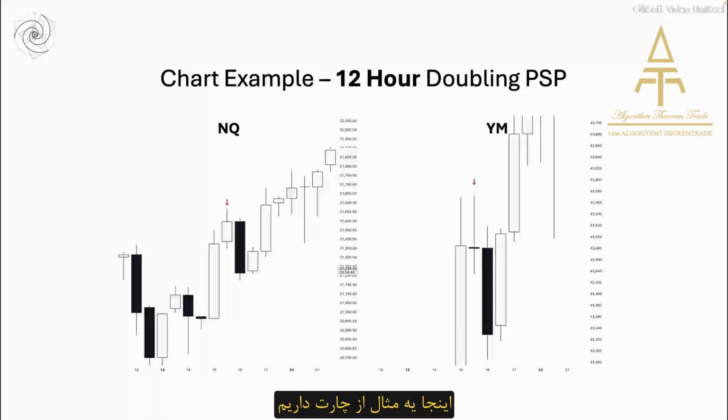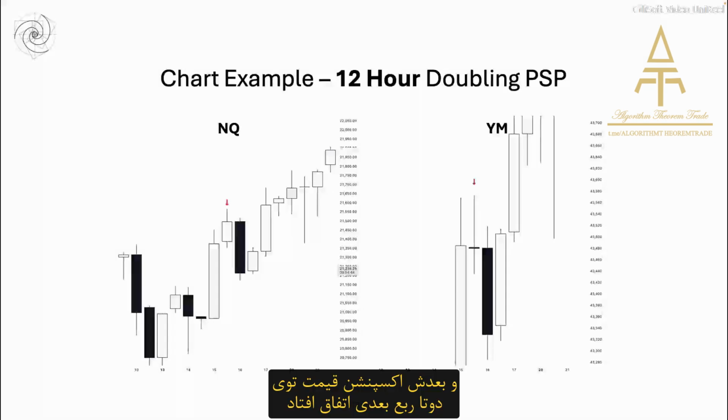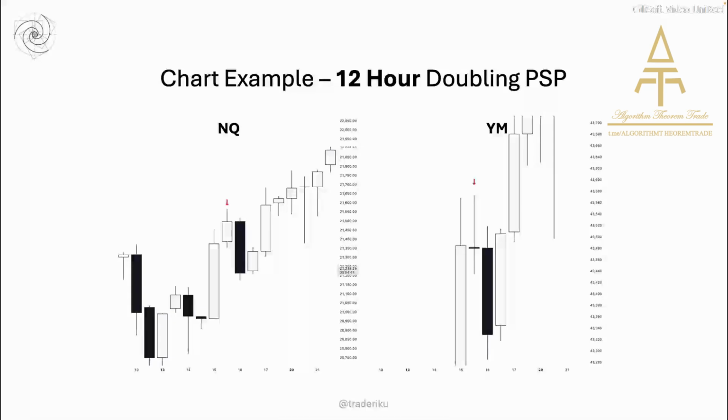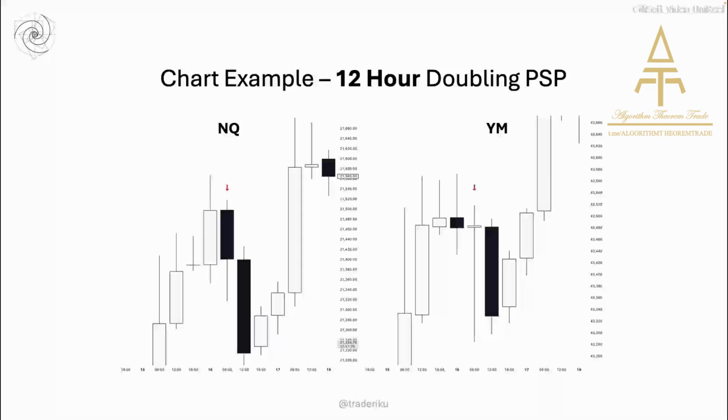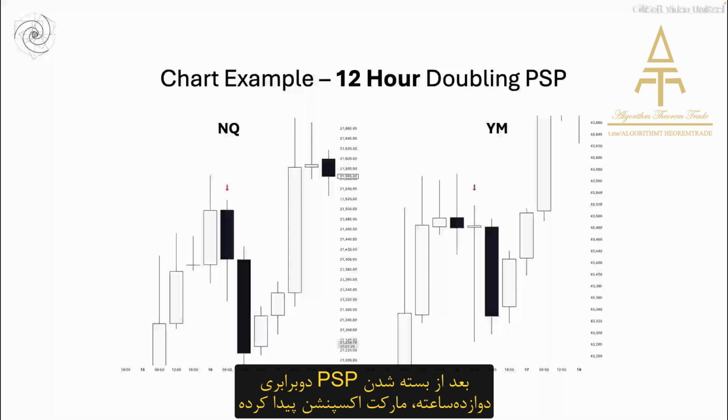This is a chart example. We had a 12-hour doubling PSP and then an expansion in the next 2 quarters, New York AM and New York PM. And you can see here on the lower time frame this expansion after the 12-hour doubling PSP closed.